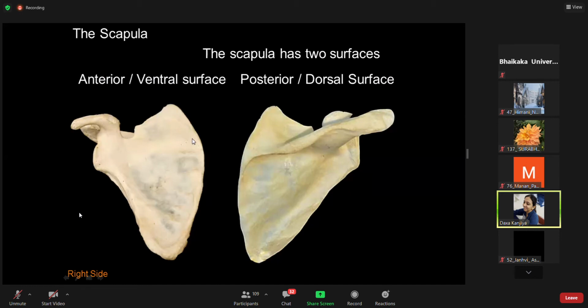Then this one is the medial border, and this is the lateral border. Out of the three borders, if you see, the lateral border is the thickest one. Why is it the thickest? You know the reason behind it. Why is the lateral border the thickest one? Anybody?